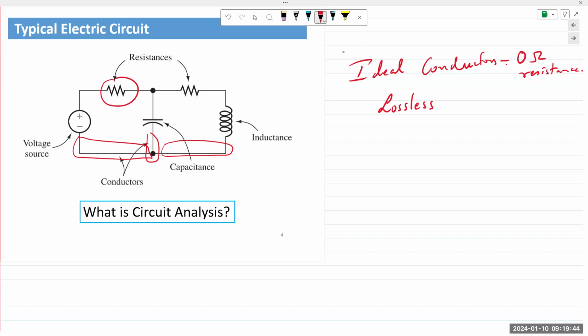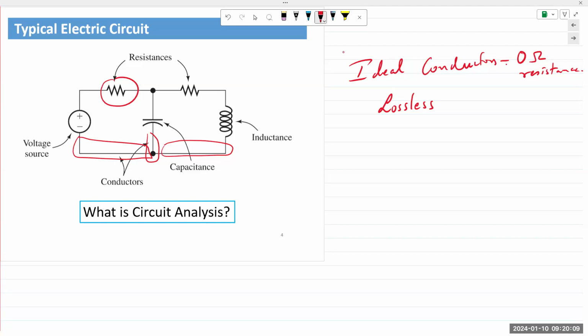So anytime you perform an experiment in the lab, that conductor will have some resistance, might be very, very small, so small that you cannot even measure it. So let's say 0.1 ohm or 0.2 ohms. So if you perform a calculation in the lab, you may want to account for that. But any calculations that you do for the theory, you use it as 0.